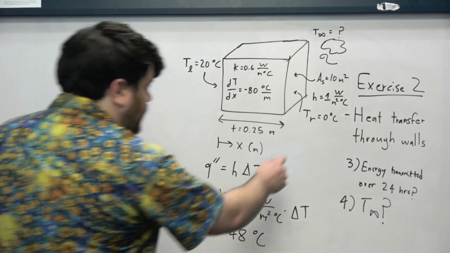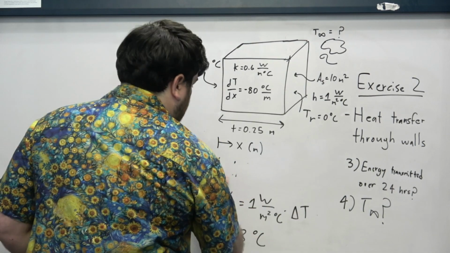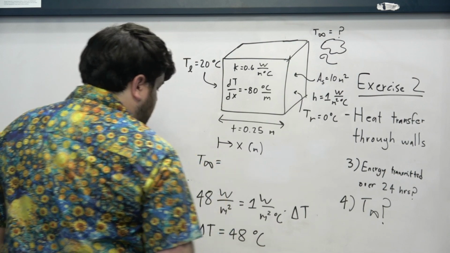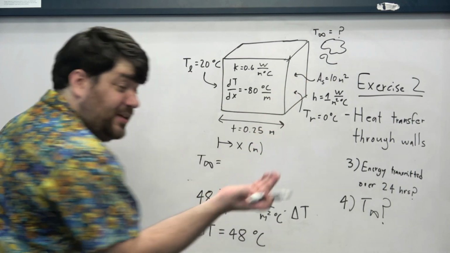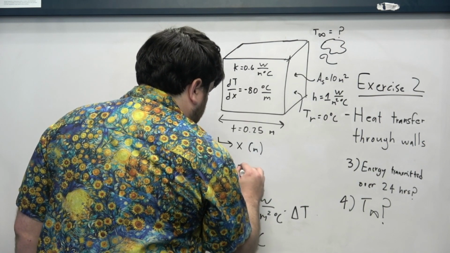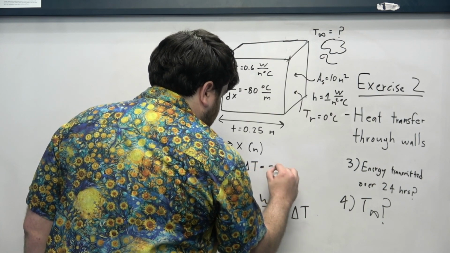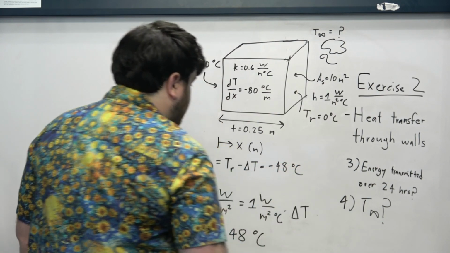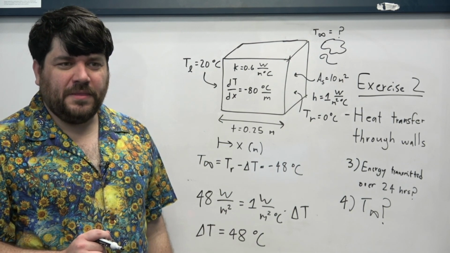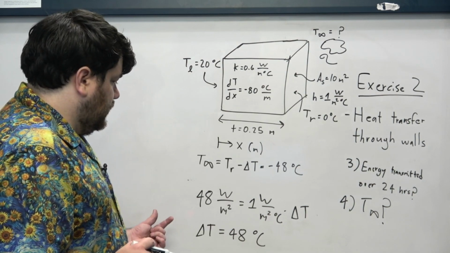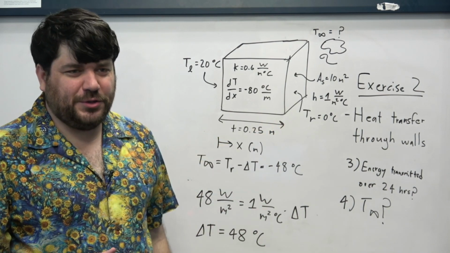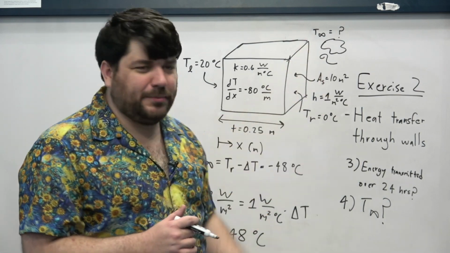And so because we know that T_R is equal to 0 degrees Celsius, we can write down an equation that says that T infinity, right, the thing that we were always looking for, is just T_R minus delta T, which is, in this case, negative 48 degrees Celsius. That's very cold, maybe a little unrealistically cold. But this goes to show that we can't necessarily assume that the temperature at the boundary of objects is the same as the temperature of the surroundings.